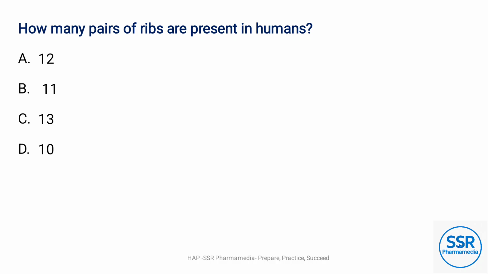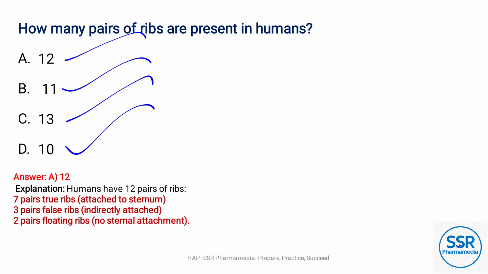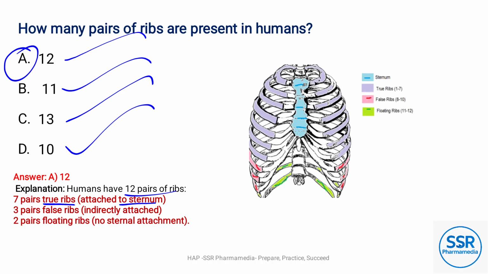How many pairs of ribs are present in humans? Option A, 12. Option B, 11. Option C, 13. Option D, 10. So the answer is option A, 12. Humans have 12 pairs of ribs. Of these, 7 pairs are true ribs attached to the sternum. The ribs attached to the sternum are called true ribs: 1, 2, 3, 4, 5, 6, 7. These 7 ribs are true ribs because they are attached to the sternum.